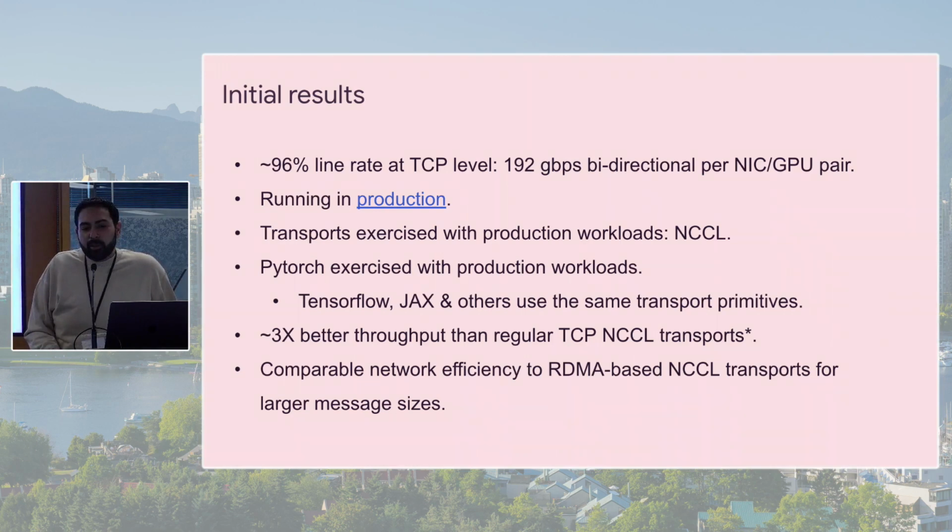We have production workloads running on top of NCCL and PyTorch. We don't have other ML frameworks tested, but they should be fine as well since they reuse the transport layers. We get around 3x better throughput than regular TCP NCCL transports. There's an asterisk behind that because I don't think we've put a lot of effort into optimizing regular TCP transports, but these are the numbers that we see. And we do get comparable network efficiency compared to RDMA-based NCCL transports if the message size is large enough.